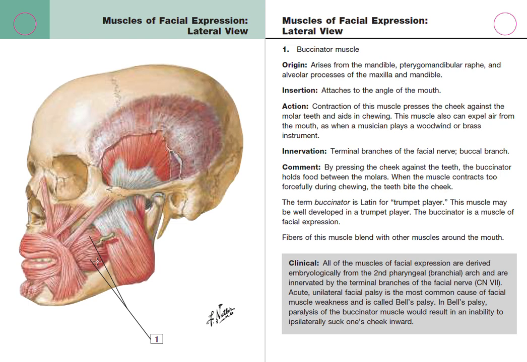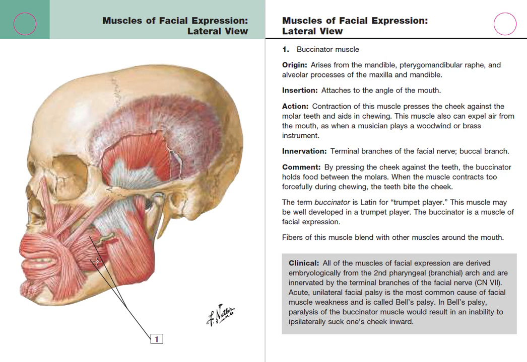By pressing the cheek against the teeth, the buccinator holds food between the molars. When the muscle contracts too forcefully during chewing, the teeth bite the cheek. The term buccinator is Latin for a trumpet player. This muscle may be well developed in a trumpet player.